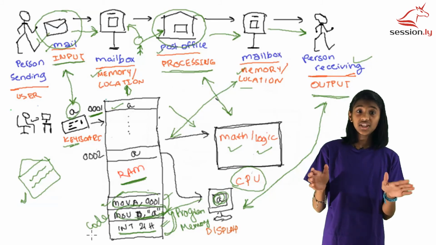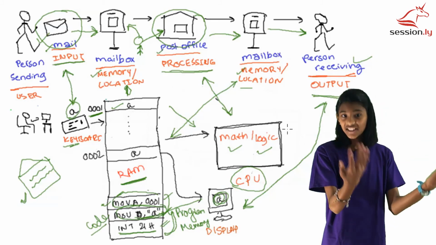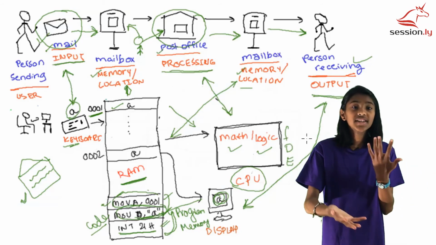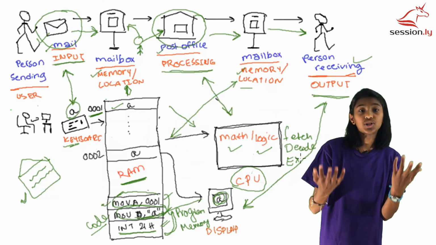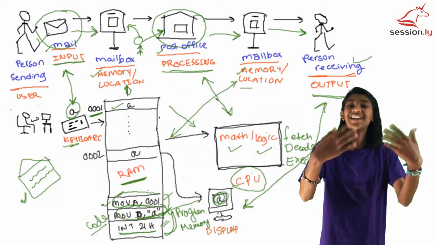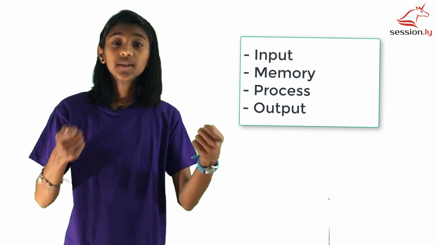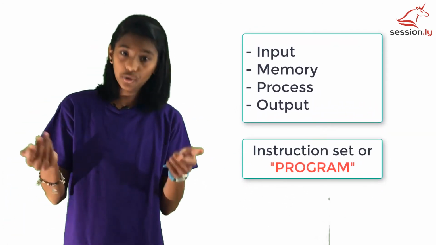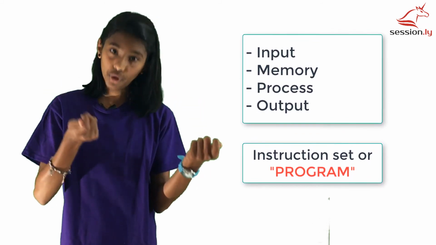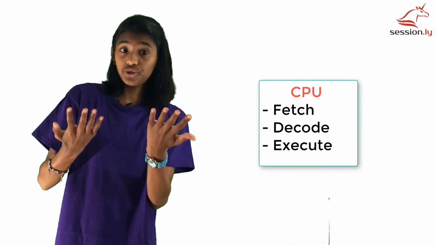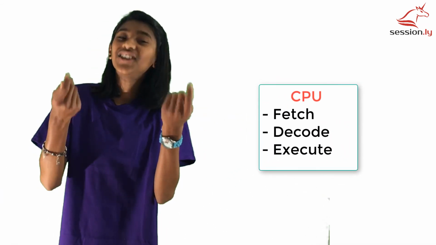All the CPU is doing here is fetch, decode, and execute. So if someone asks you what a CPU does, you can just tell them, a CPU fetches instructions from a memory, decodes them, and executes them. In summary, in this video, I introduced some important terms that the computer does, like input, memory, process, and output. Then I talked about instruction set, or program. I also introduced what a CPU does: fetch, decode, and execute.